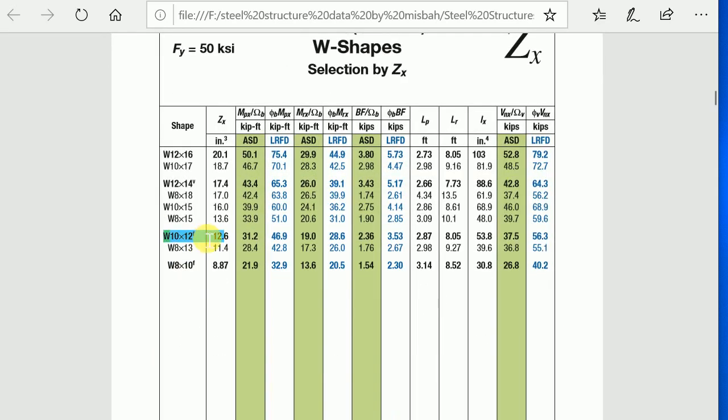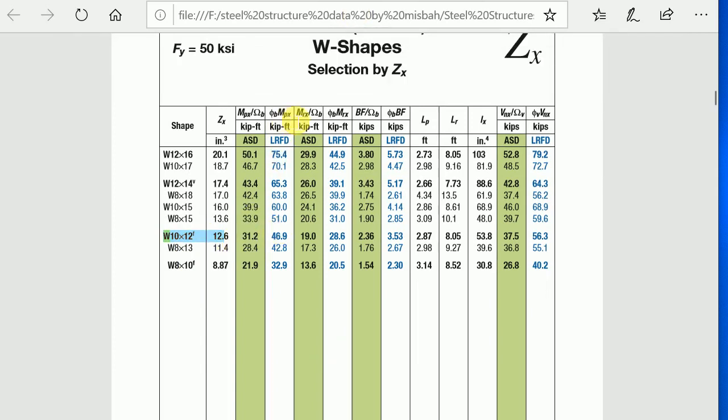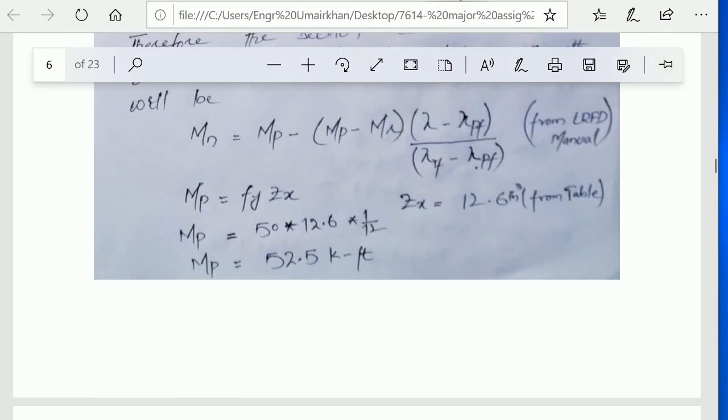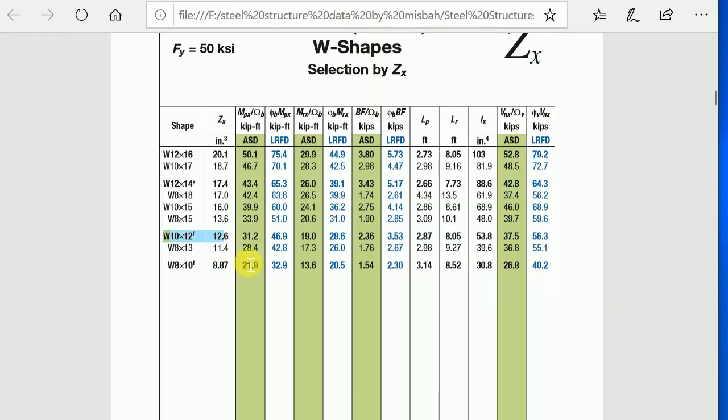Okay. The second thing is the design capacity, and that is the phi b Mnx, or you can say phi into Mn. You see this term, basically this one. This one is 46.9, and you see right here this one, 46.9. Okay, and those Lp and Lr, I will do examples on these. But those are the limiting values you got from this. So this is the way we use the AISC manual.